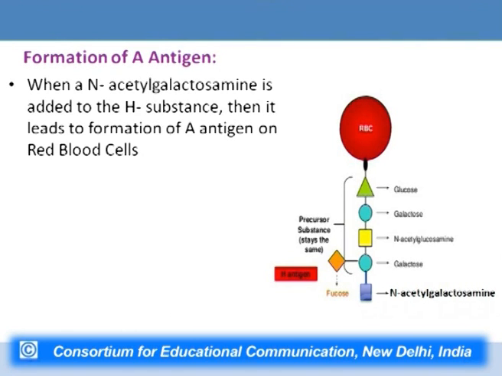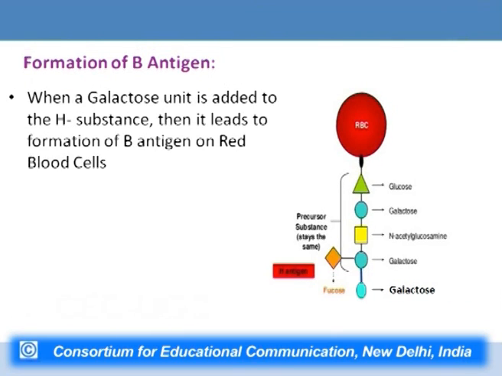A antigen is derived from H antigen when N-acetyl galactosamine is added to the H substance. So, whenever there is addition of N-acetyl galactosamine to H substance, A antigen is formed on the surface of RBC. When a galactose unit is added to this particular H substance, then it leads to formation of B antigen on the surface of RBC.